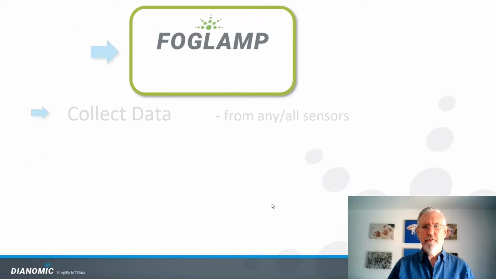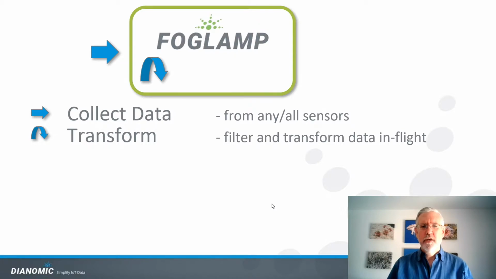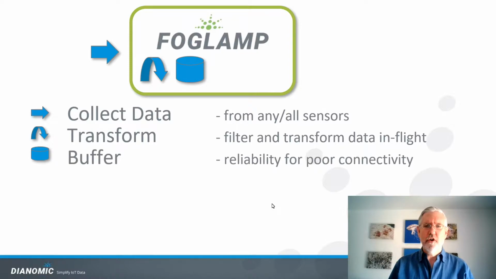So some of the things that FogLAMP does, ultimately it's all about collecting data. So you can collect data from any kinds of sensors. You can transform it, you can filter it along the way and make it more meaningful. You can buffer it, so if it's in a haul truck going through a mine or out on an oil rig, and you lose connectivity, you don't lose any of your data.